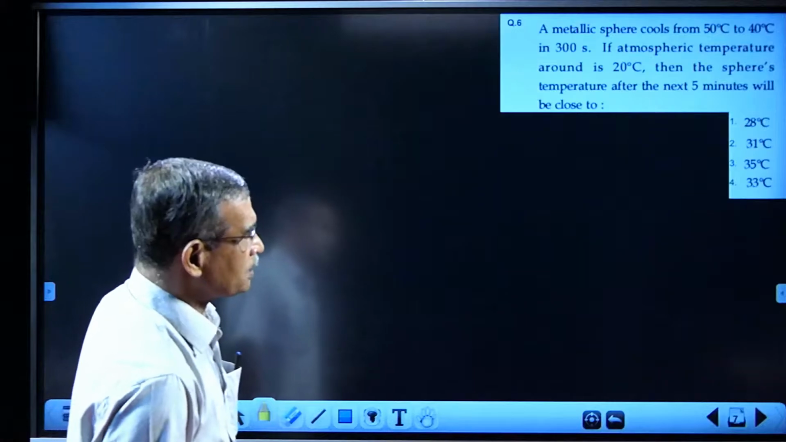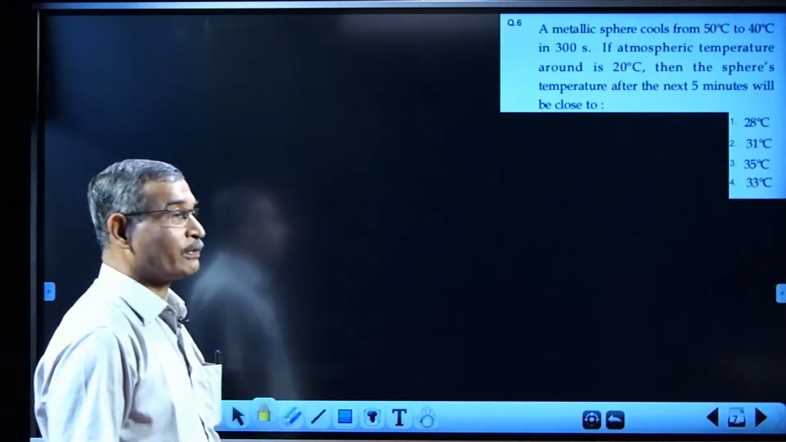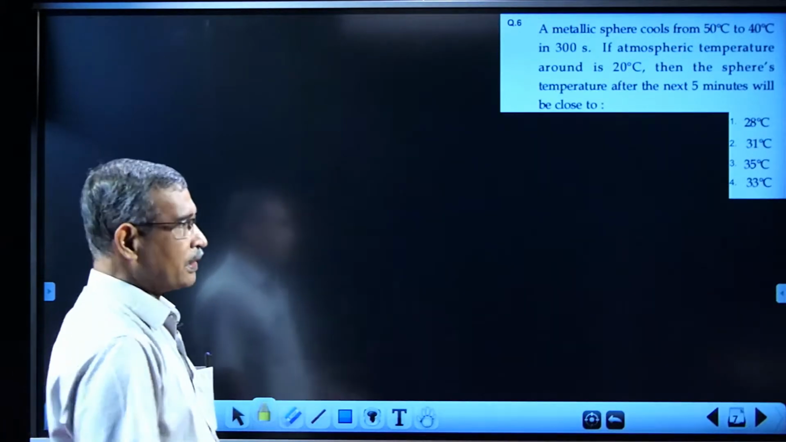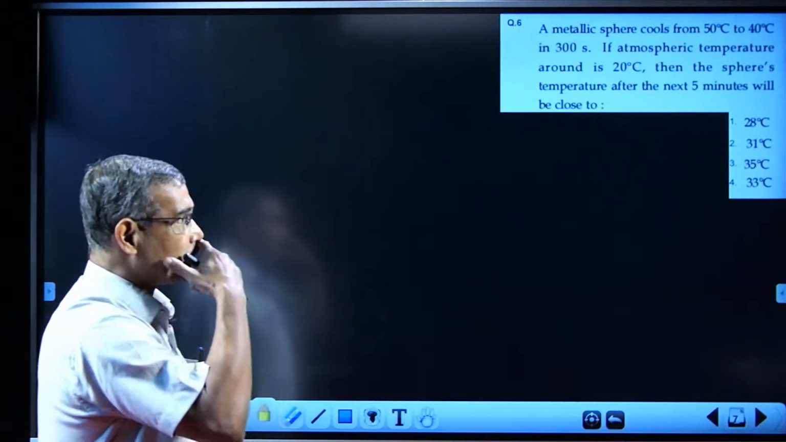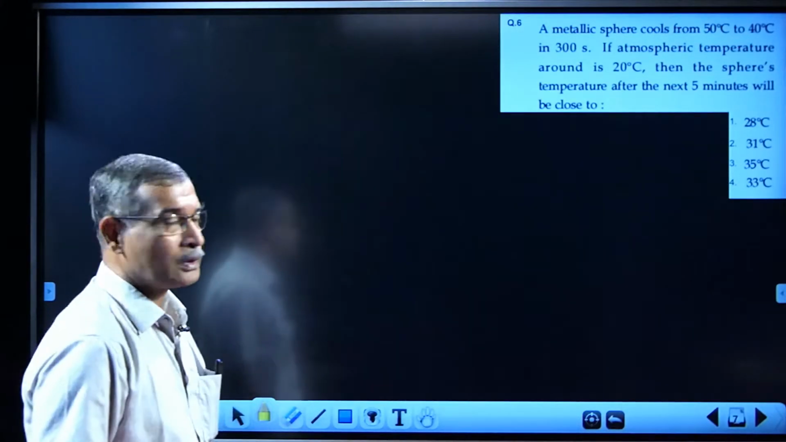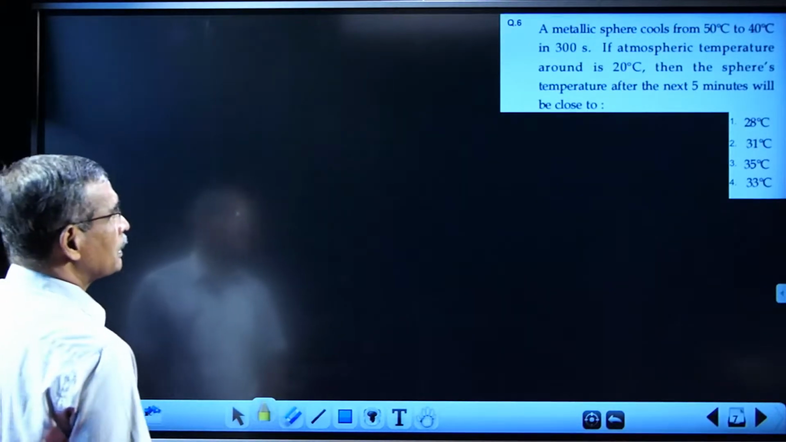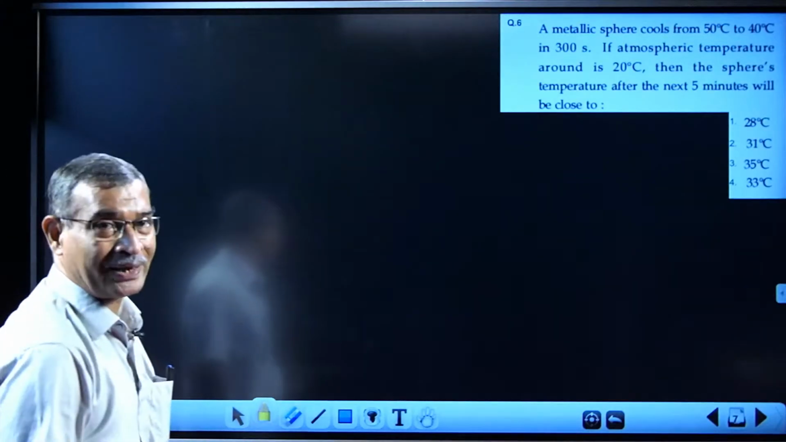Now how many options are there? There are 3 options: 31, 35 and 33. Therefore, definitely we have to calculate. Otherwise we could do the elimination technique, but here there are 3 options greater than 30. Now what are you going to apply? Newton's law of cooling. The rate of cooling is proportional to the mean difference of temperature between the body and the surrounding.